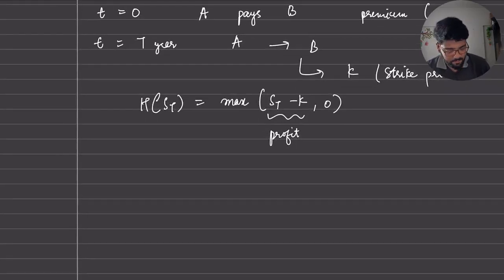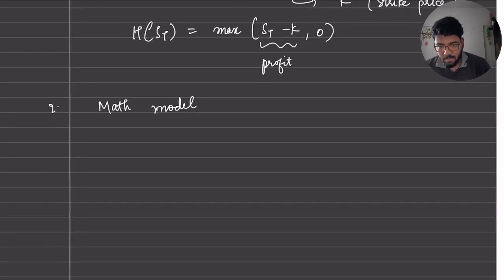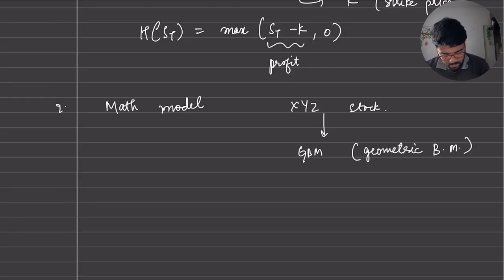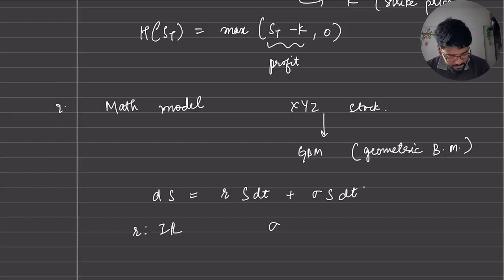Now second will be the math model that we'll be using for its simulation. So the underlying is a stock, XYZ stock. This can be generalized as a GBM or a geometric Brownian motion. So the equation for this is going to be dS equals rS dt plus sigma S dW, where r is the interest rate and sigma is the volatility.